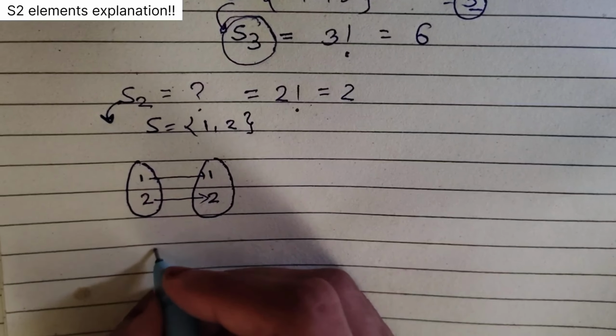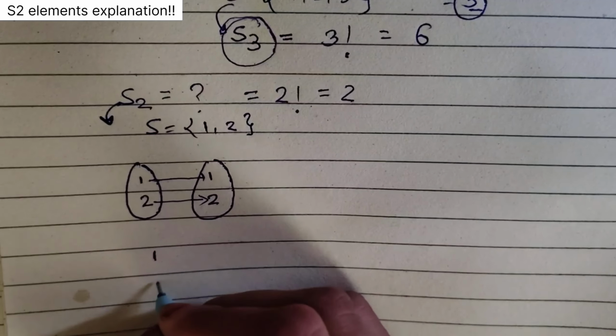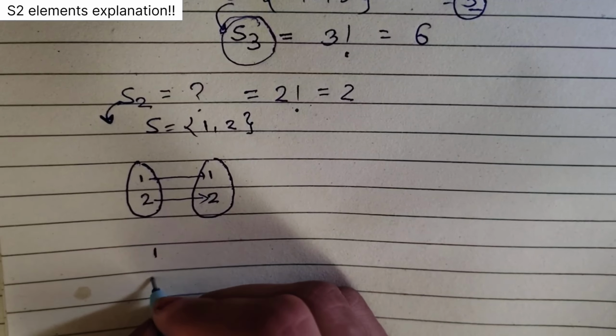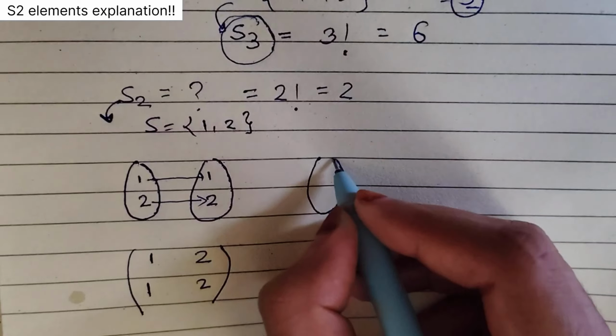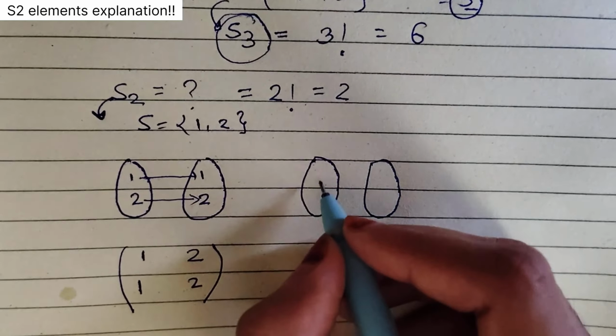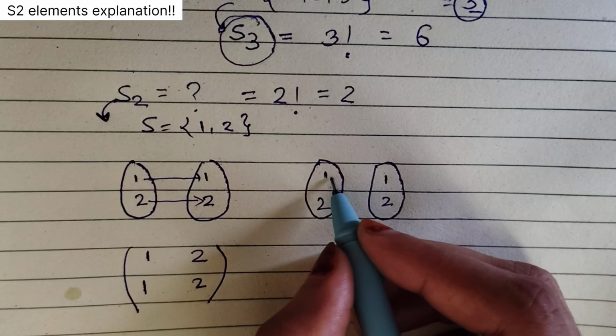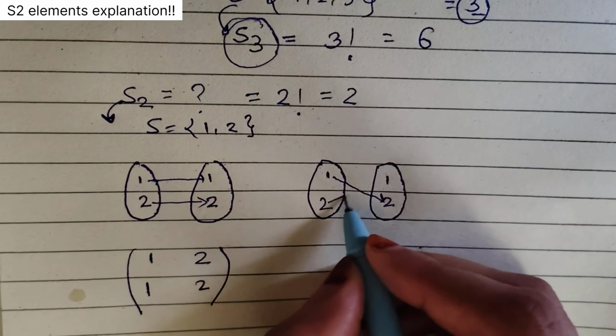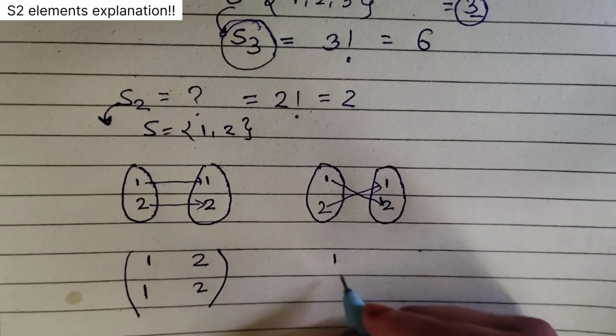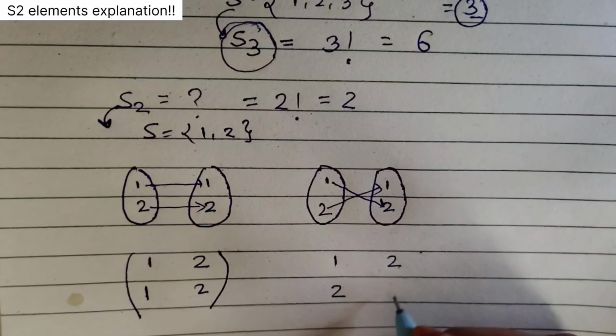Okay, so we have mapped 1 to 1, 2 to 2. So the first case is this. Now let's see the second case, how we can map elements. The second possibility is we have mapped 1 to 2 and 2 to 1. Okay, 1 to 2 and 2 to 1.